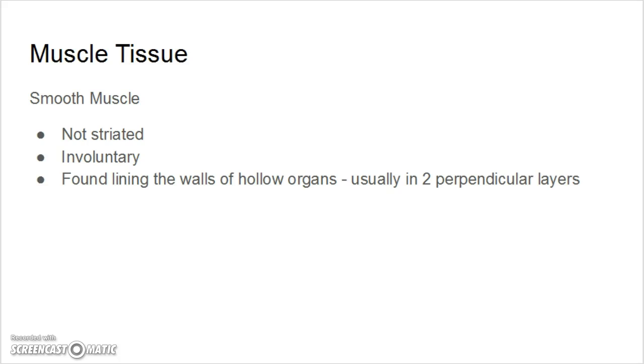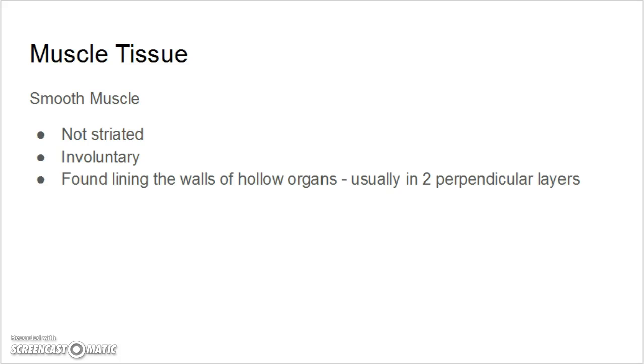Smooth muscle is not striated. Muscle is actually either striated or smooth, and so that's why it's called smooth muscle, because it doesn't have striations. It's also involuntary. You can't decide whether you're going to contract smooth muscle or not.